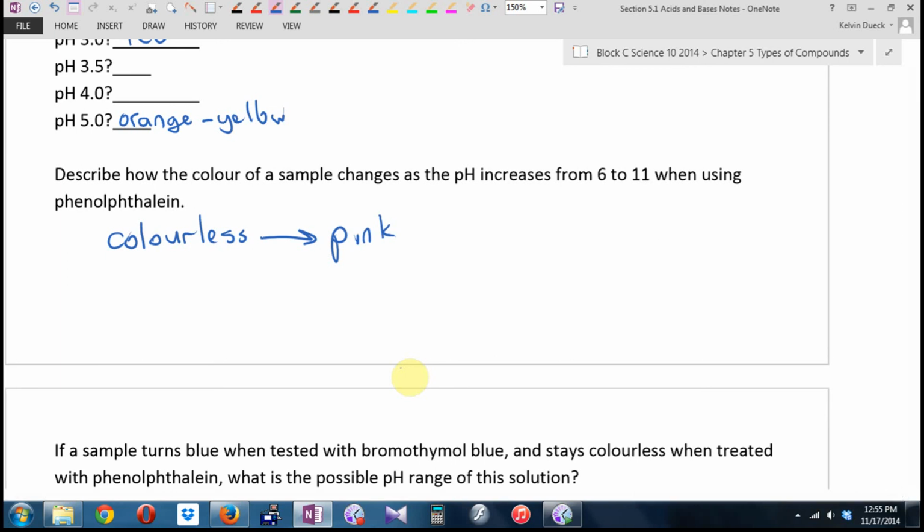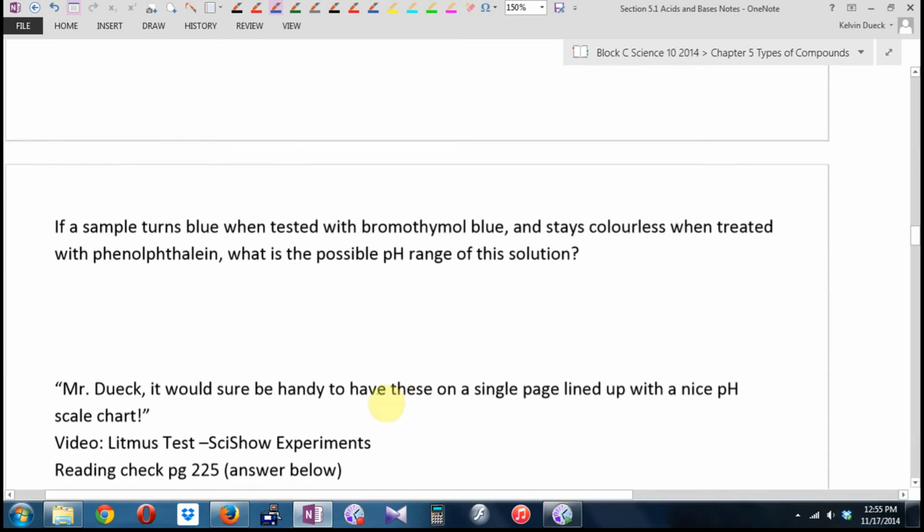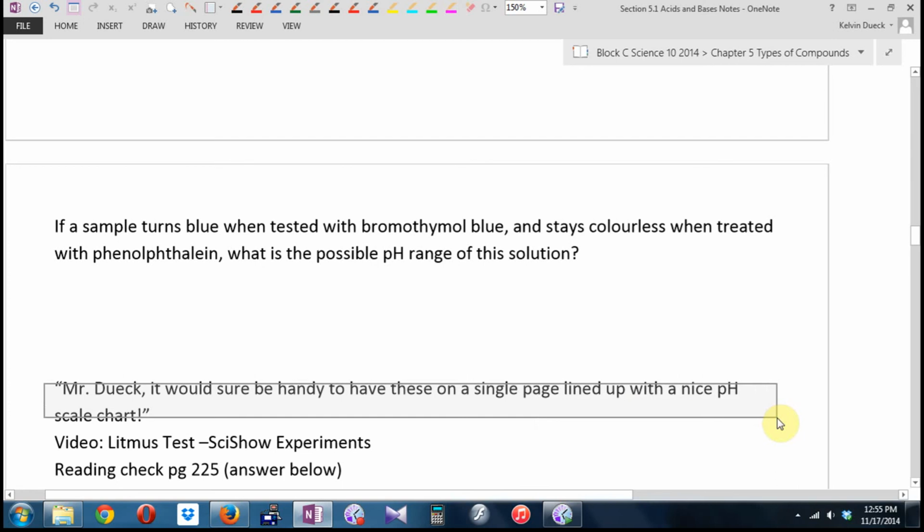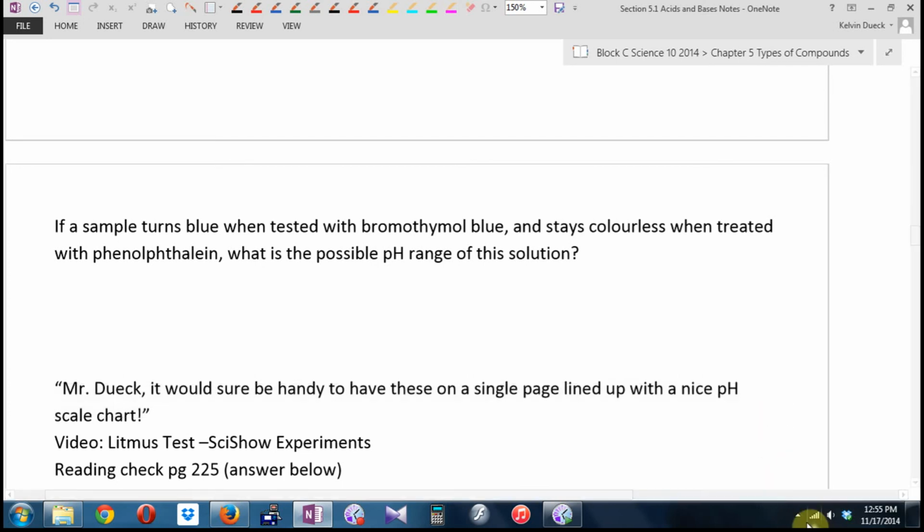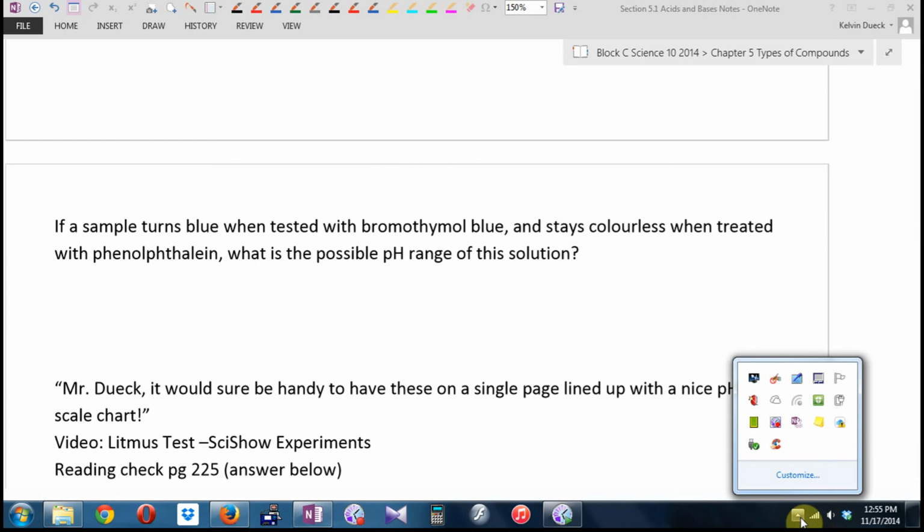Are you guys all on the next page now? Is that right? Well, before I do that, hey, Mr. Dueck, it sure would be handy to have these lined up on a nice single page. Here is your reference sheet for this chapter.